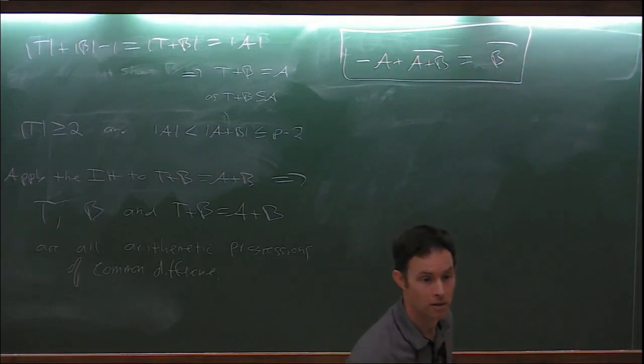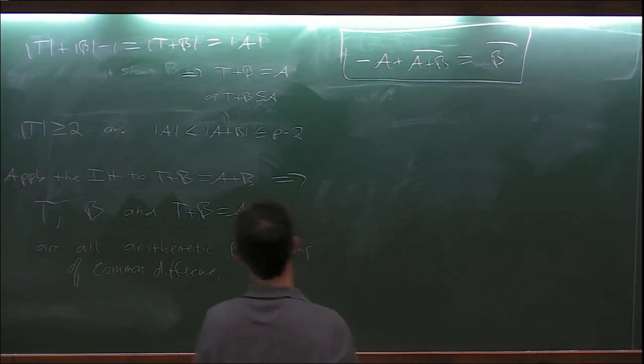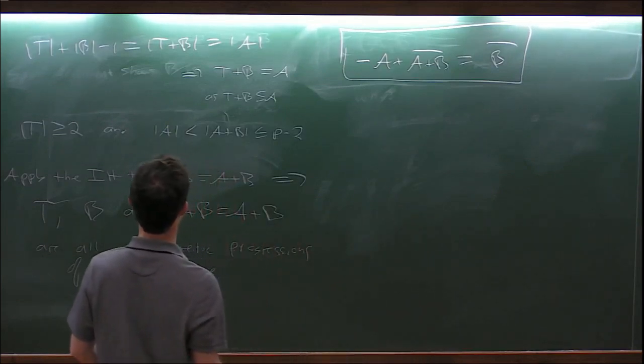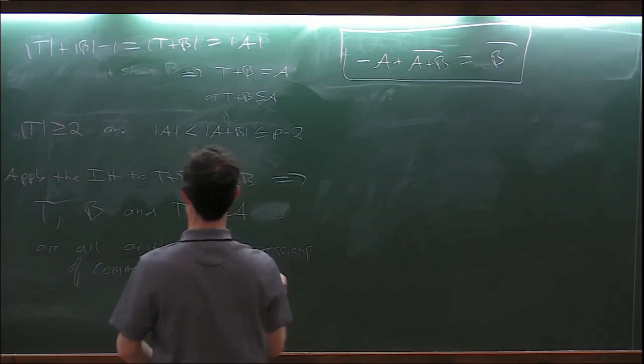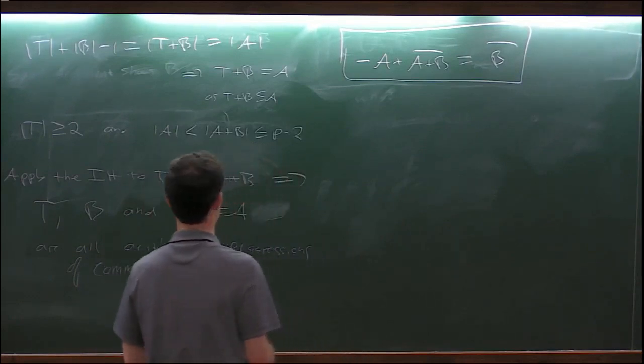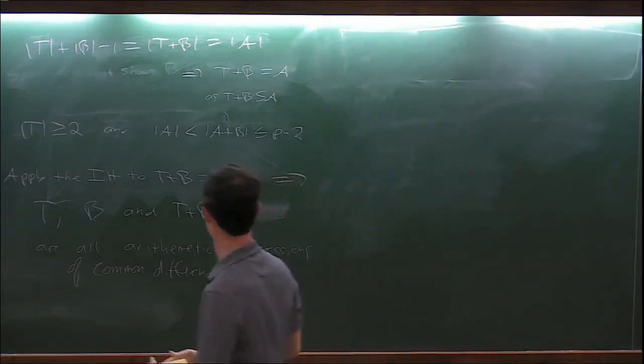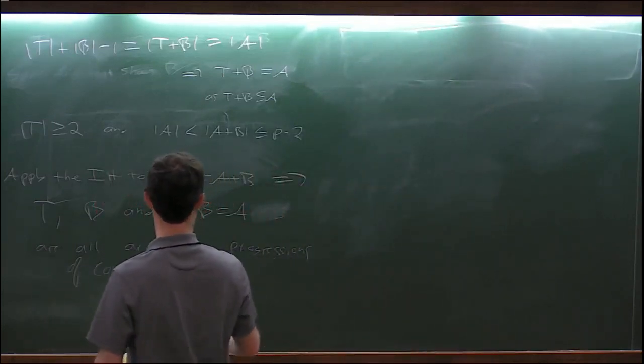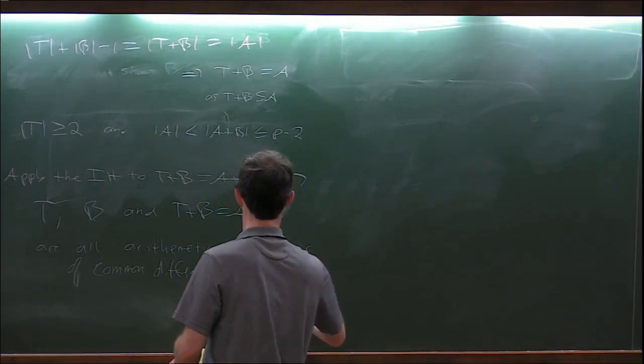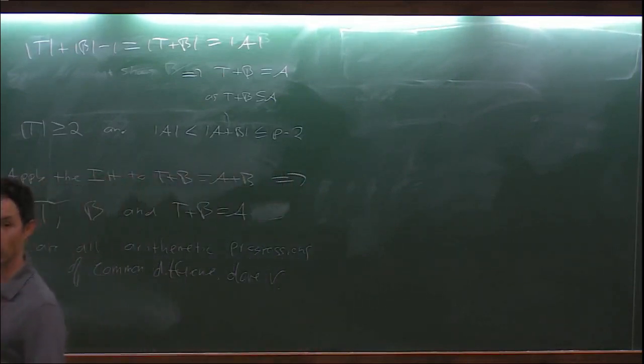I'm sorry? T plus B is equal to A. No, we're already done, so I'm already jumping ahead. This is simpler here, so we don't need this at the moment. We're going to do that afterwards, though. Done. So this never happens.